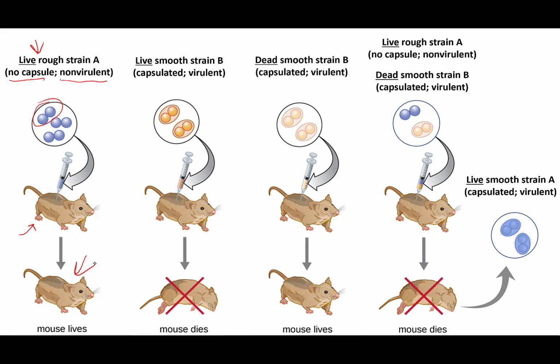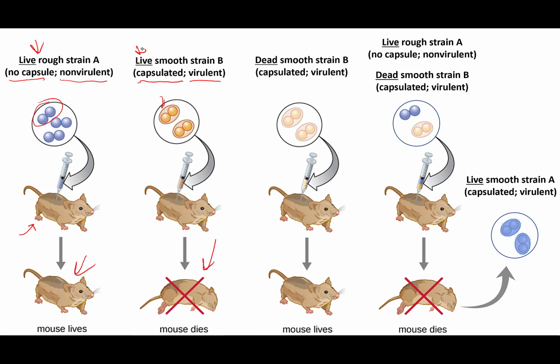If we did the same, but this time we used a capsulated strain, this strain is virulent because it has a capsule. That's what we're showing you right here. And because it's virulent, then it's going to cause disease in the mouse, and the mouse does die. Now, in both of these cases, the bacterial strain is live.